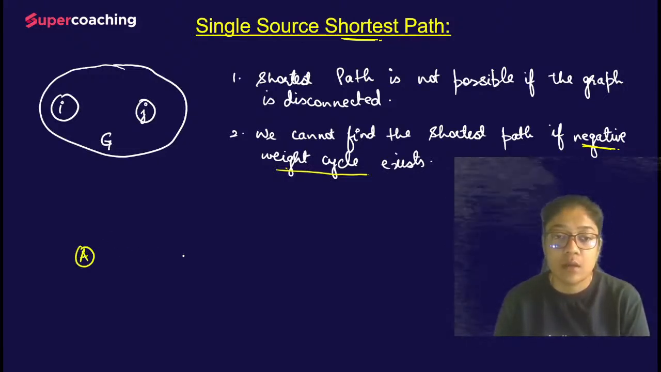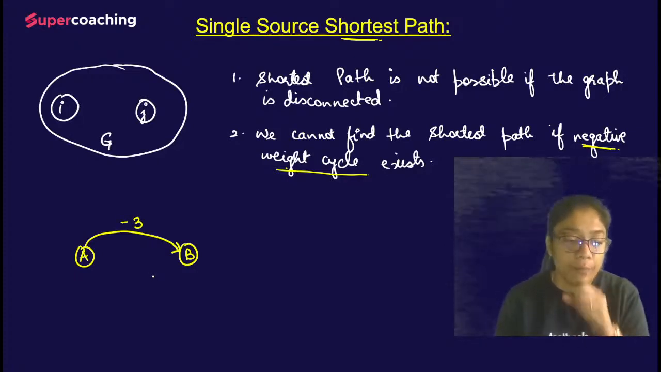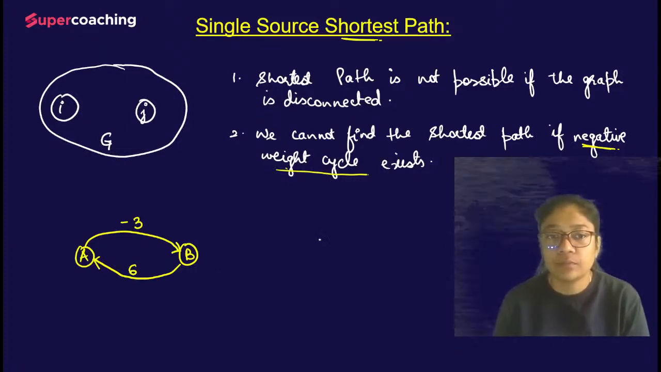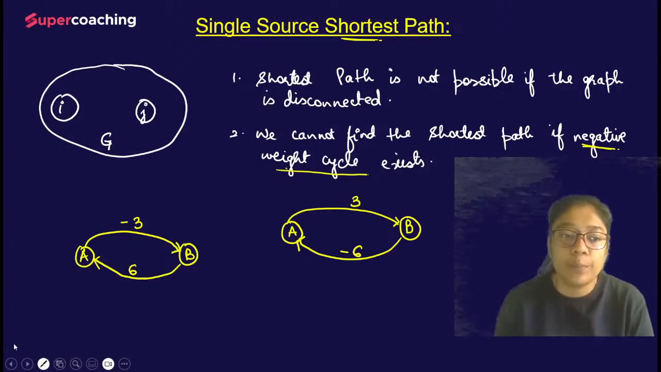There is a vertex A and B. From A to B, the path length is -3. Negative means somewhere a negative will come. And B to A, this is 6. The other possibility is we might have A to B as 3 and this is -6. Now we have to find out the path length.